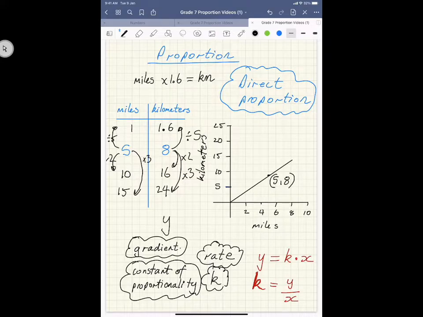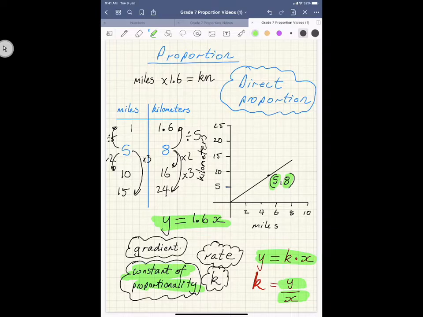So let's write down the equation. y equals 1.6 times x. Have a little look at that equation and compare it to this: y equals k times x. The k is the constant of proportionality. And how do we get k? Take the y value, divide it by the x value. Let's try it from the graph. Here's the y value, 8. Here's the x value, 5. 8 divided by 5 equals 1.6.